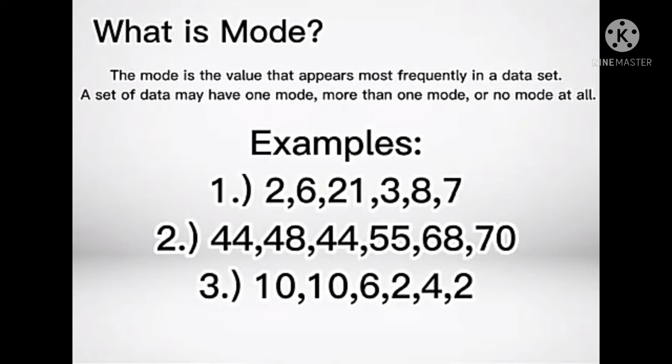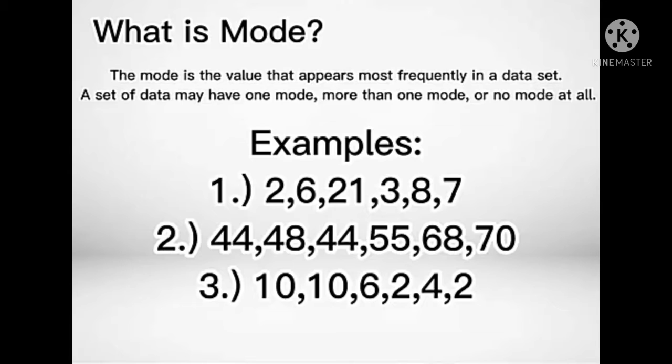What is mode? The mode is the value that appears most frequently in a dataset. When we say mode, we always remember that these are the scores with greatest frequency. In example number 1, we have 2, 6, 21, 3, 8, and 7. In this example, there is no mode because all frequencies are equal. In example number 2, we have 44, 48, 44, 55, 68, and 70. The mode is 44 since it's the score that frequently appears.